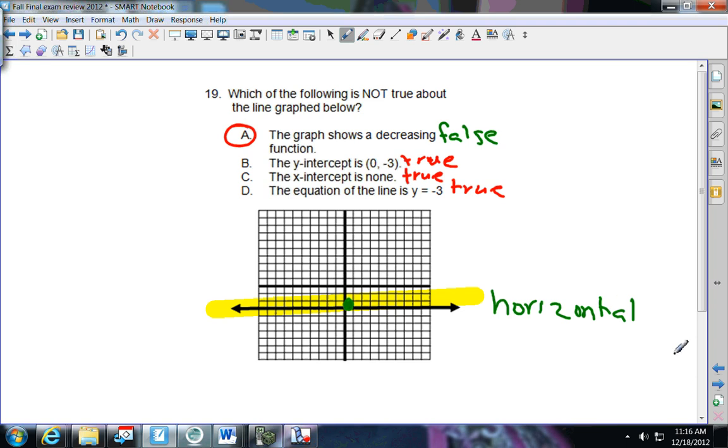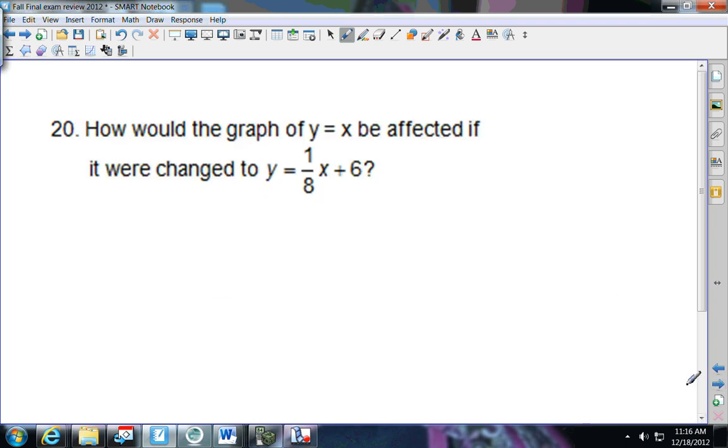Number 20. How would the graph of y equals x be affected if it was changed to 1/2 x plus 6? Whoa, wait, wait, wait. What is this equation called? It is the linear parent function.